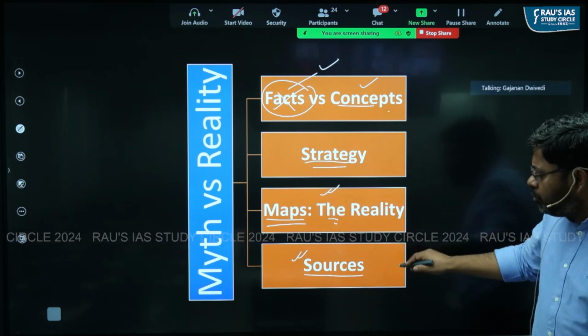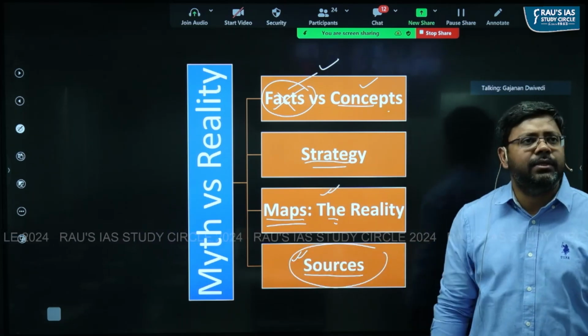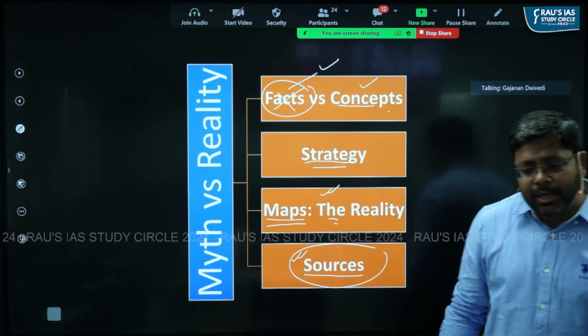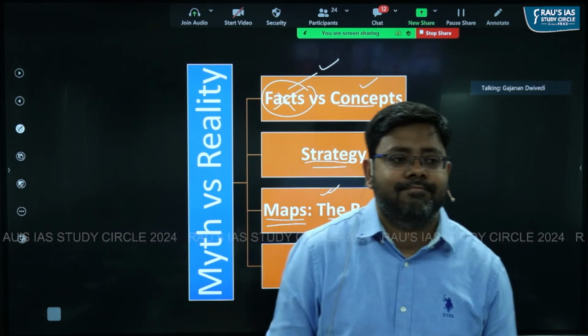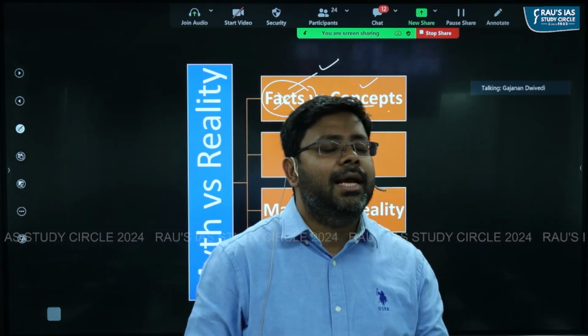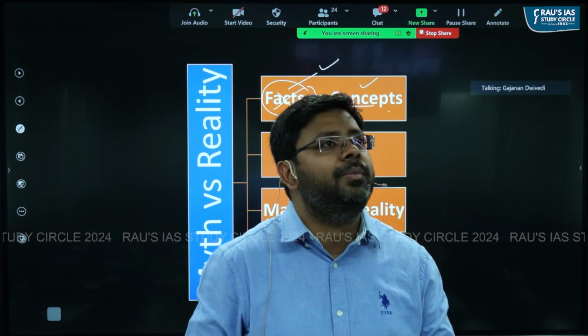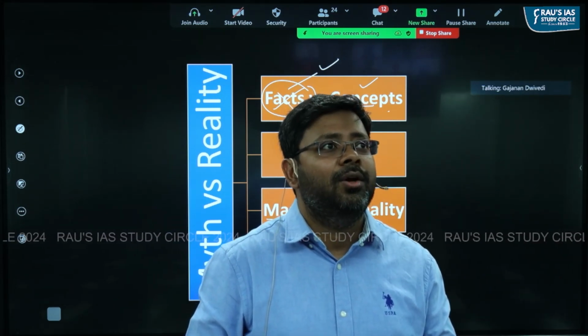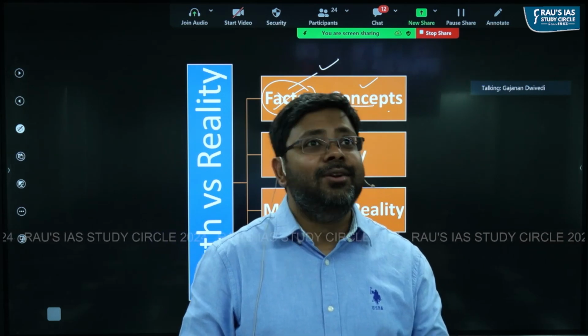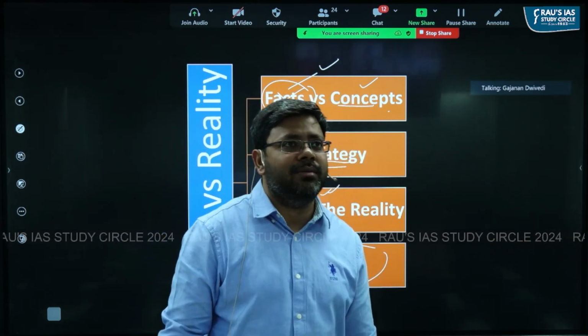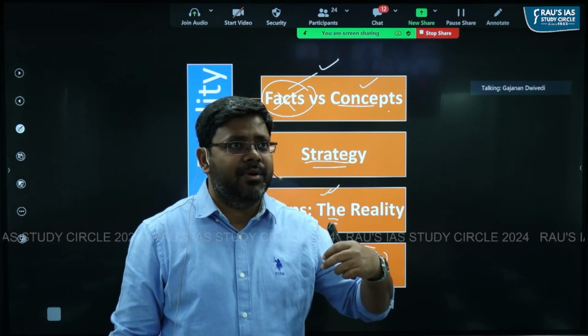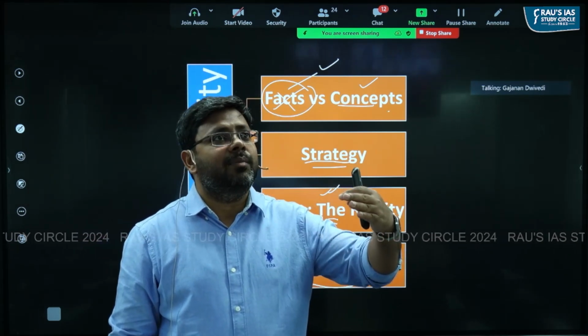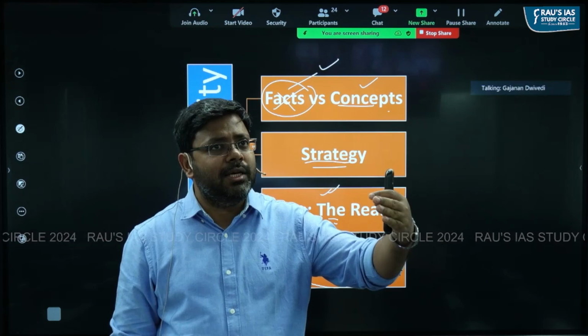Second thing, I'll discuss so many sources about history optional, but I would like you to read none. For example, Ancient India, difficult to deal with, Upinder Singh, very factual. Very good book, but very factual. Then Romila Thapar, very conceptual, but difficult to understand. No, Romila Thapar is very good, but it is difficult to understand, no, Trisha?